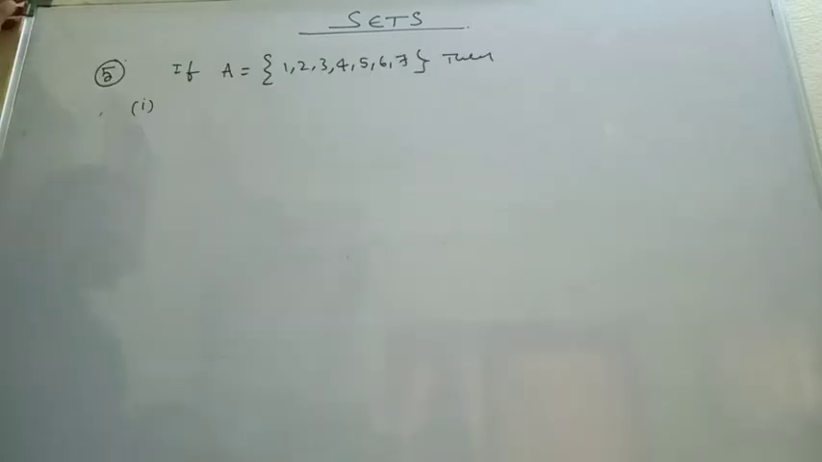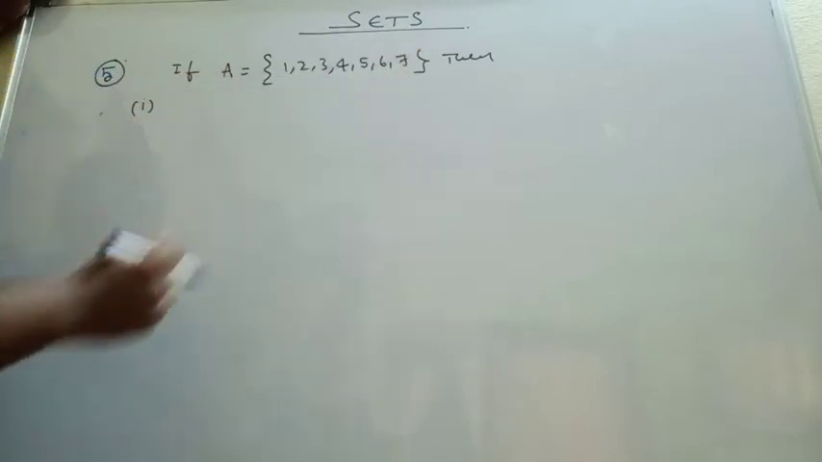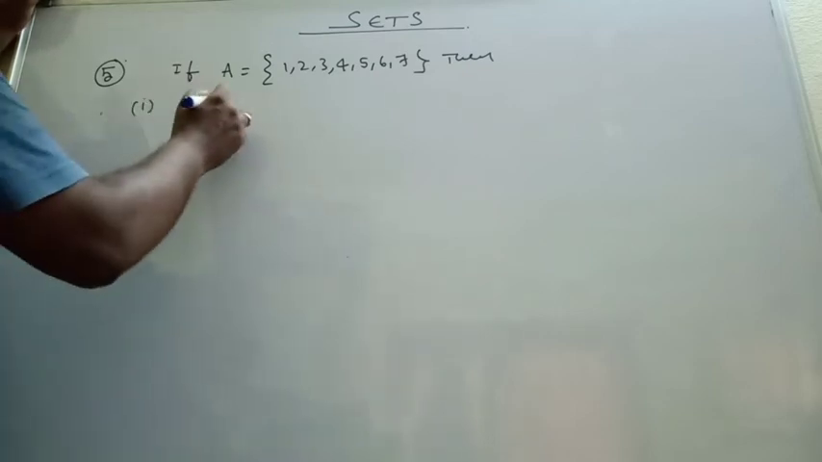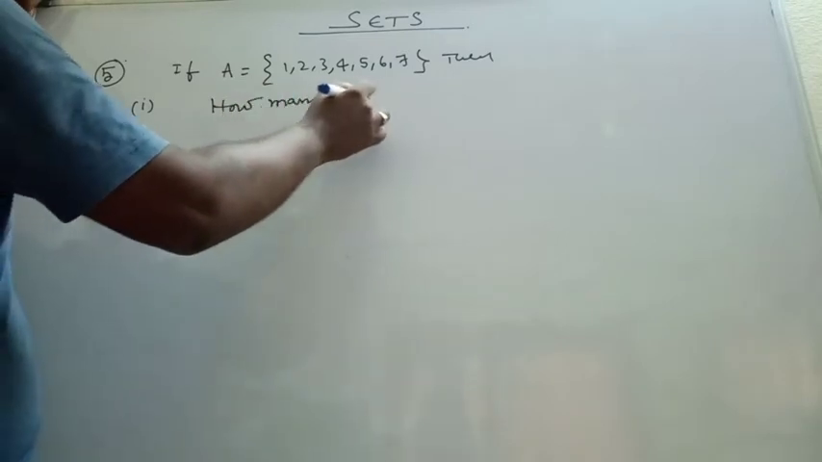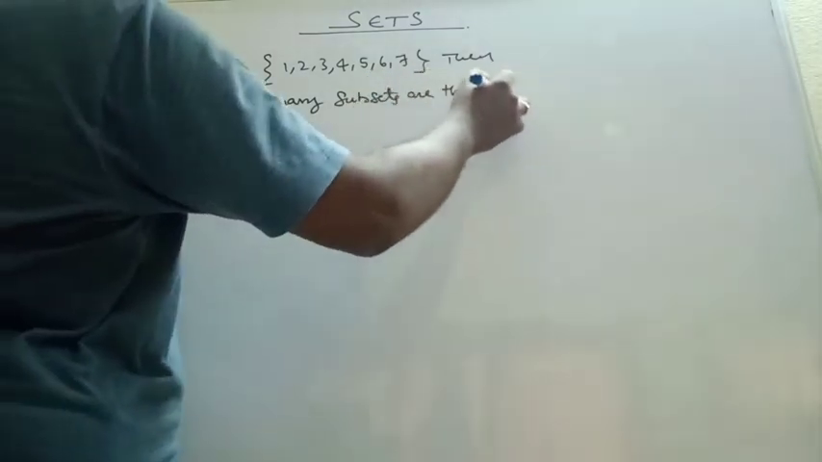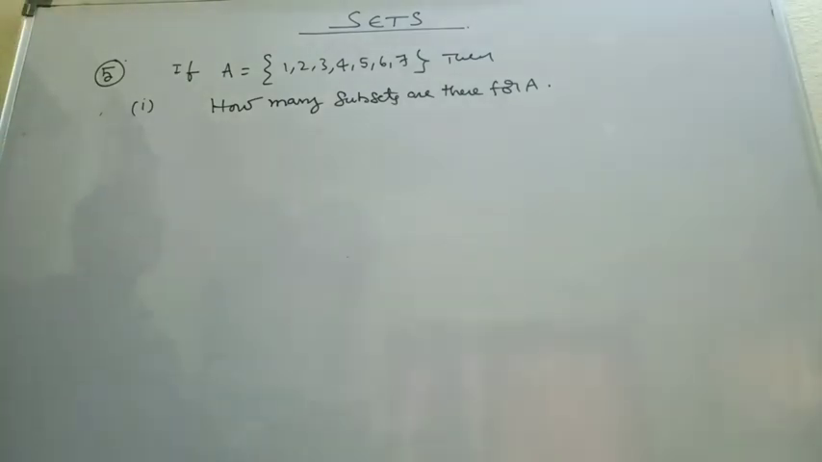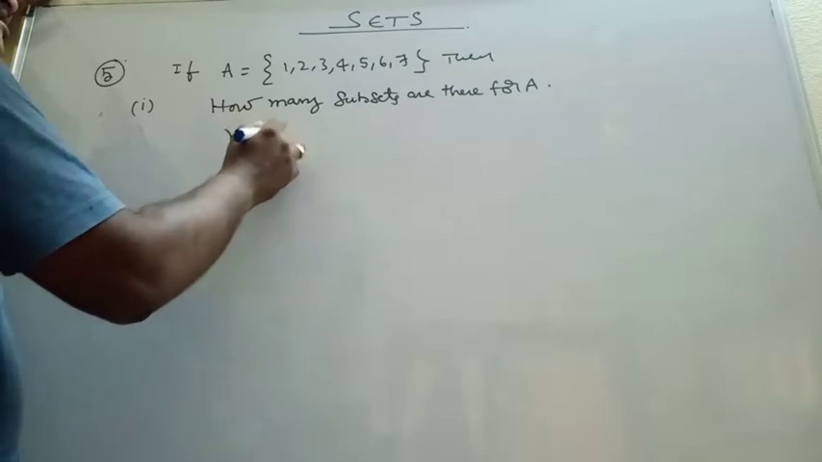Now see my dear students, another interesting problem. If A equals {1, 2, 3, 4, 5, 6, 7}, then they are asking, we are having nearly 6 subparts in this. The first subpart is: how many subsets are there for A? How are you going to get how many subsets are there for A? Now only we have discussed that n of A equals 7.